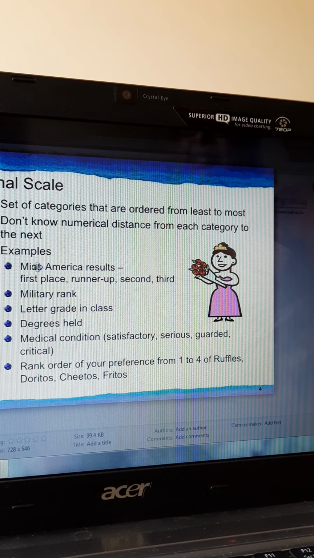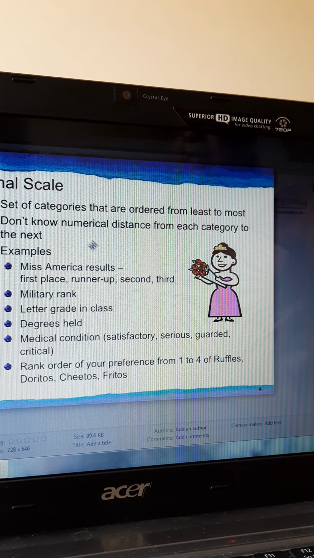So examples. Who are the runner-up, first place, second place, third place in beauty contest? First, second, third, fourth runners in Olympic meet. Okay? Military rank, sergeant. Okay? So they are categories.